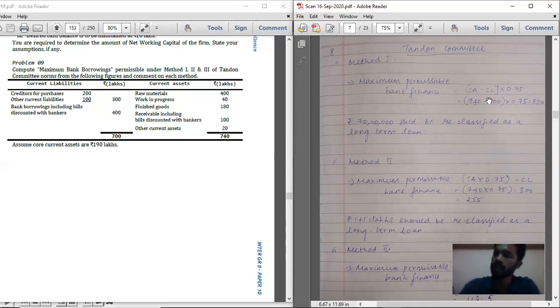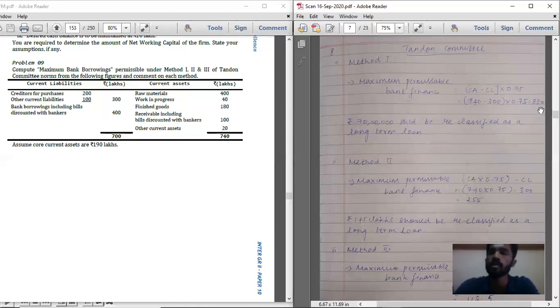So now calculate the answer. 740 minus 300, into 0.75, is equal to 330 lakhs. Just mention 330. So the maximum permissible bank finance as per method 1 is 330 lakhs. But what the bank has already provided is 400 lakhs. Without following the Tandon committee, they have already given a working capital loan of 400 lakhs.